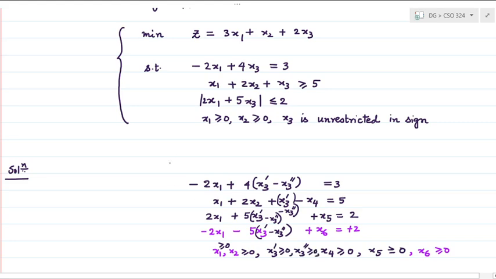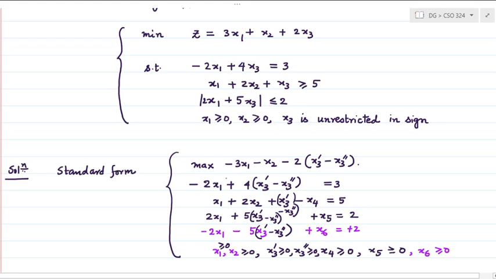and this is your standard form. These are all the restrictions, and you have here a minimization problem. So let me put it as a maximization problem. For maximization, you will have maximization of minus z. It will be minus 3x1 minus x2 minus 2x3. But for x3, we have here x3 dash minus x3 double dash. So this is your standard form. Standard form is this one. Right?